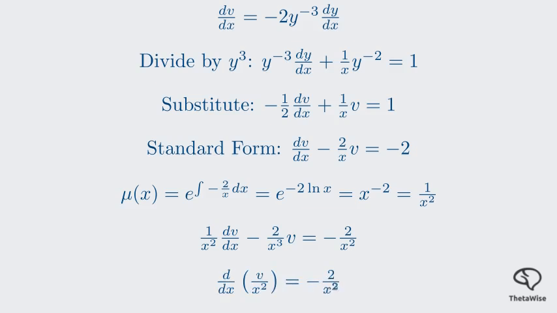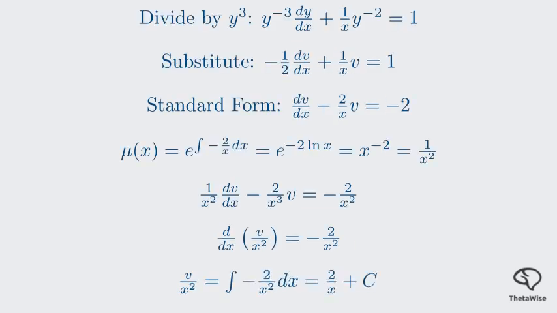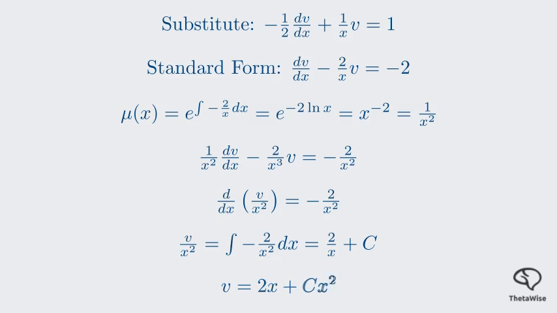The left side is the derivative of v over x squared. Integrating both sides, we get v over x squared equals the integral of negative 2 over x squared dx, which is 2 over x plus c. Solving for v, we get v equals 2x plus c times x squared.